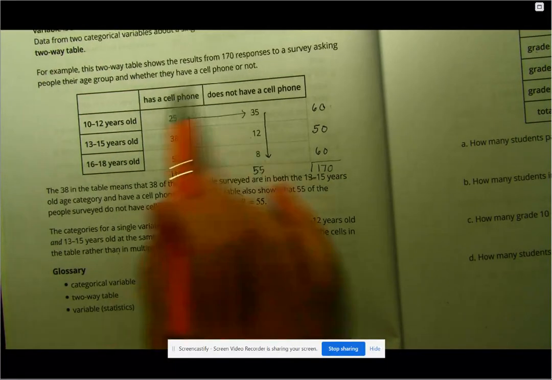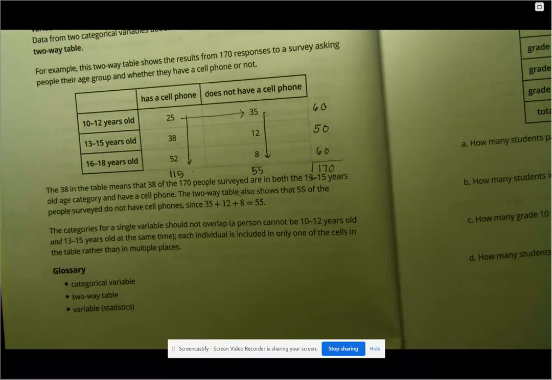So these two-way tables are just a way to organize information that you're gathering to help understand it better, and then maybe use it. We will be using it later to kind of make sense of the data to see if there's anything interesting that comes from the data.